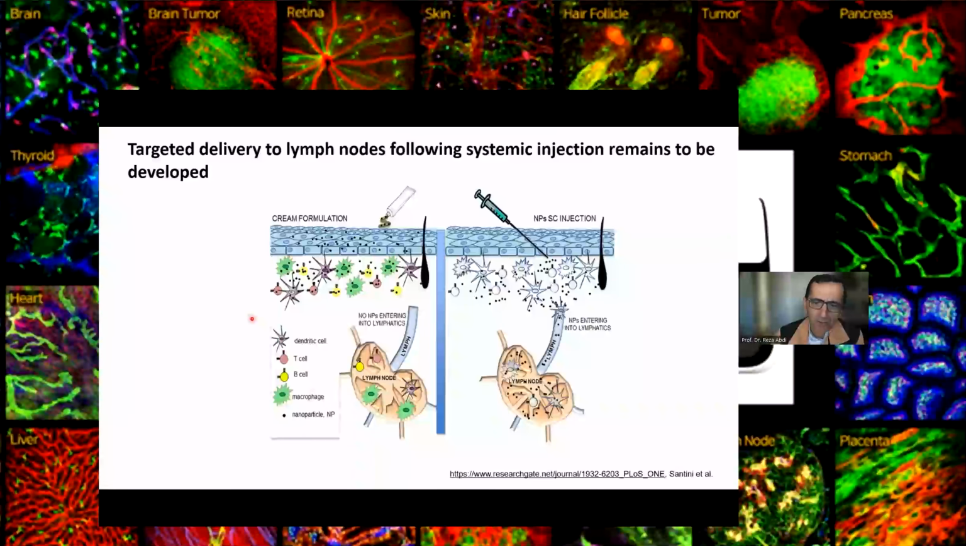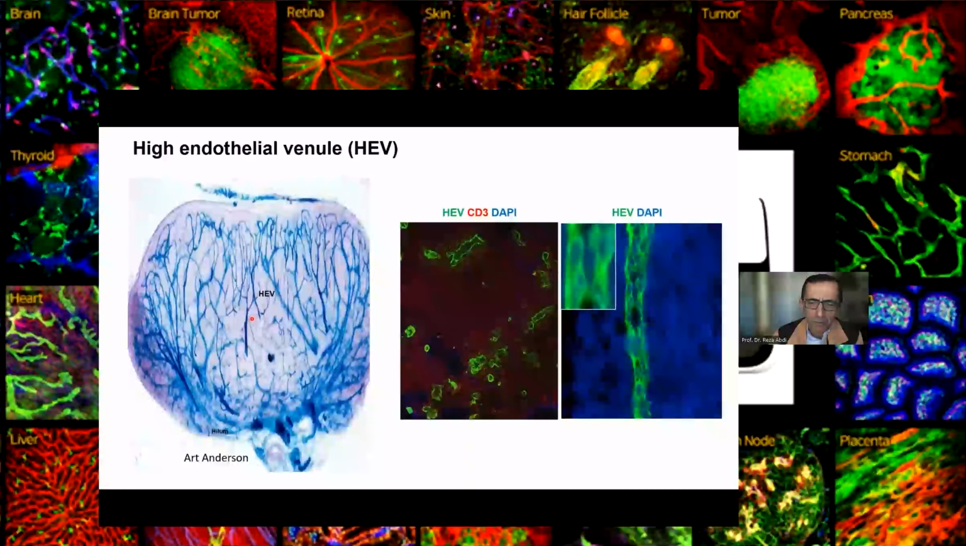Most of the delivery thus far to lymph node has been going through lymphatics through the skin. And we pretty much targeted a vein that is exclusively present in the lymph node, called high endothelial venules. And this is the part where we are interested in delivering drugs.